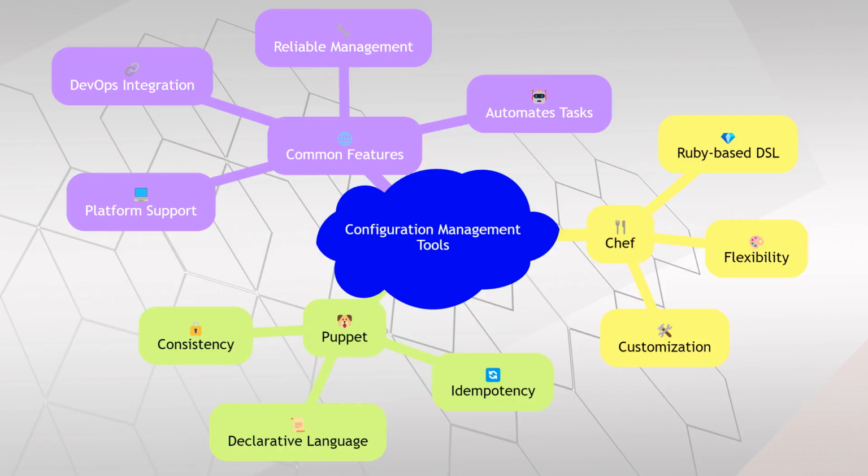Chef and Puppet are two other popular configuration management tools. Chef uses a Ruby-based DSL to define infrastructure as code, focusing on flexibility and customization. Puppet, on the other hand, uses a declarative language and emphasizes idempotency and consistency. Both tools support a wide range of platforms and integrate with various DevOps tools, making them suitable for diverse environments. They help automate repetitive tasks, ensuring consistent and reliable infrastructure management.